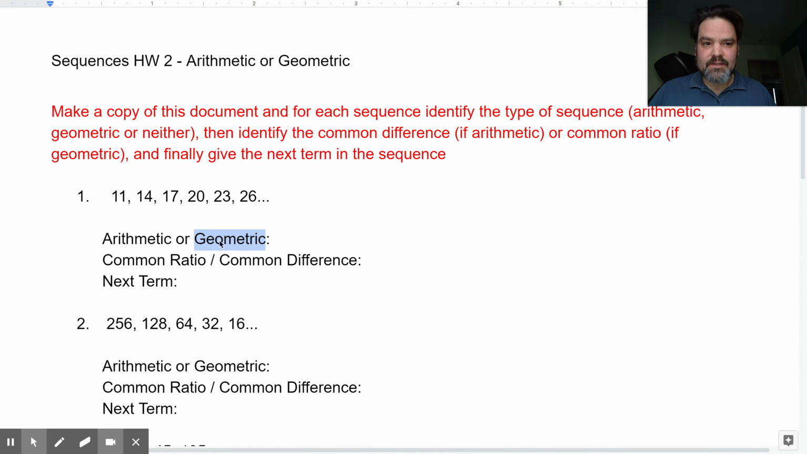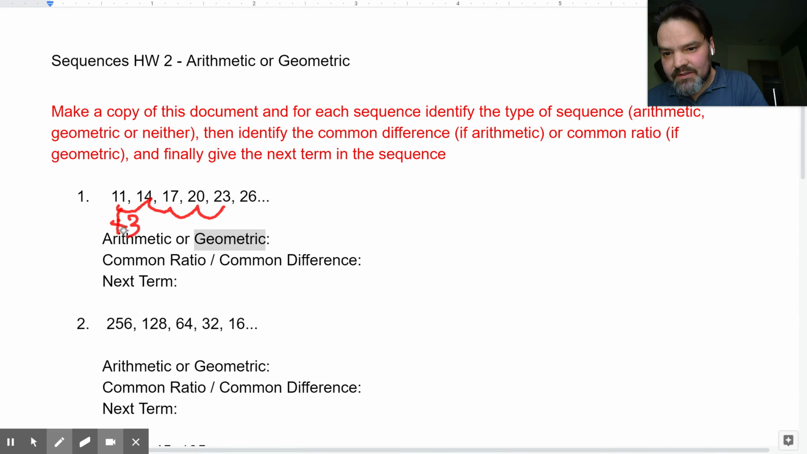So you're going to pay attention to what's going on here, and basically you need to say, are you adding something each time, or are you multiplying by something each time? So let's look at this first one. We go from 11 to 14 to 17 to 20 to 23. It certainly looks like I'm adding 3 each time. 11 plus 3 is equal to 14.